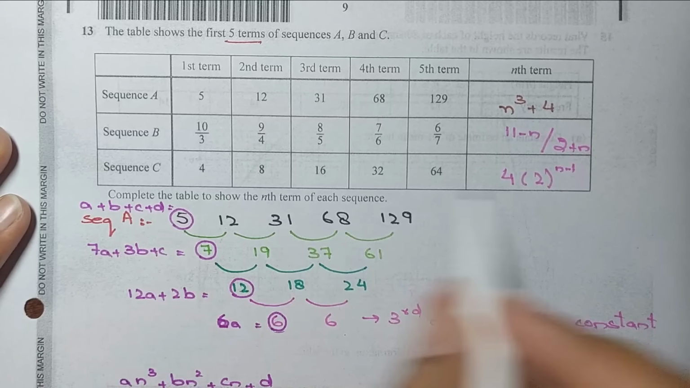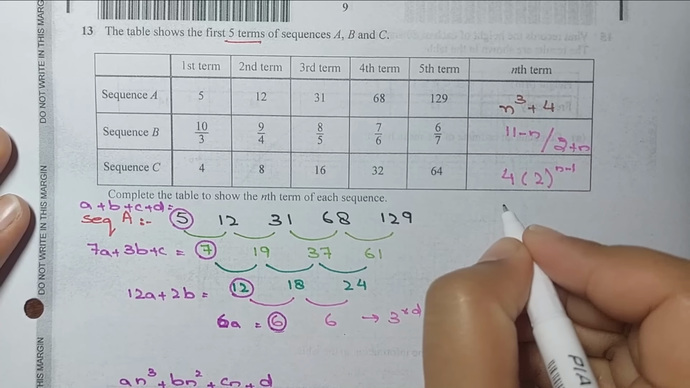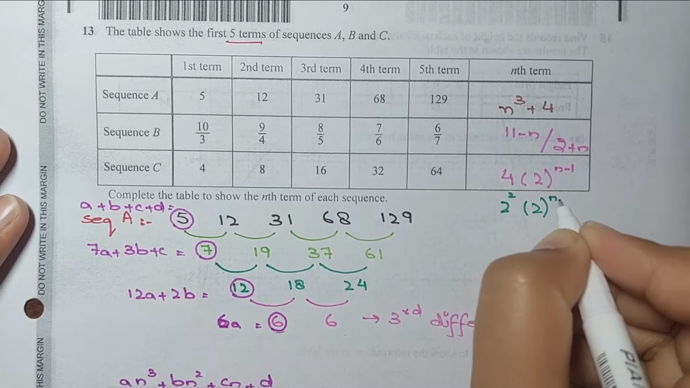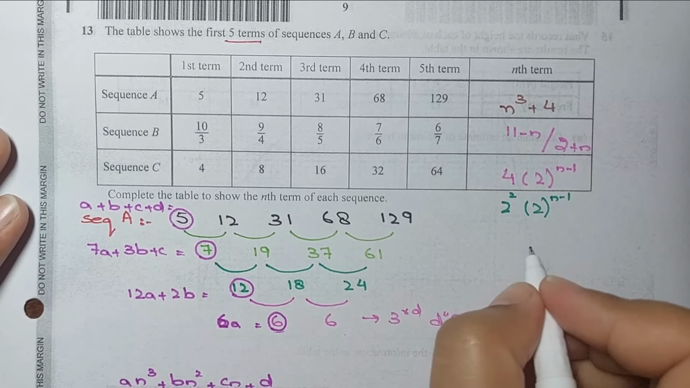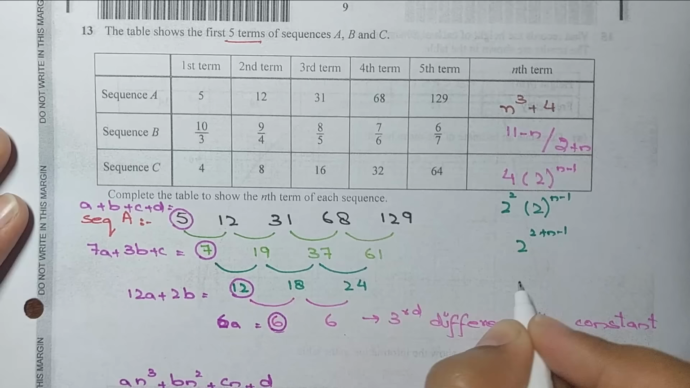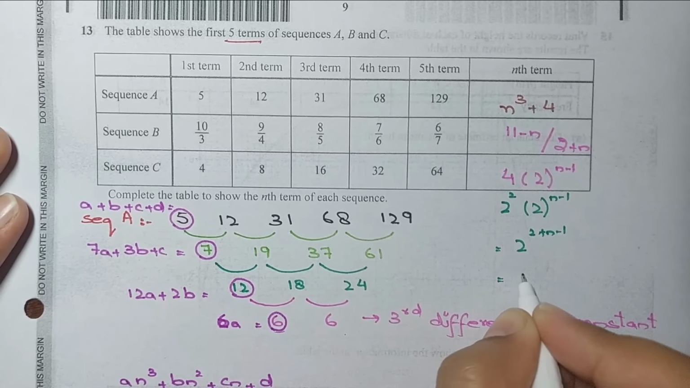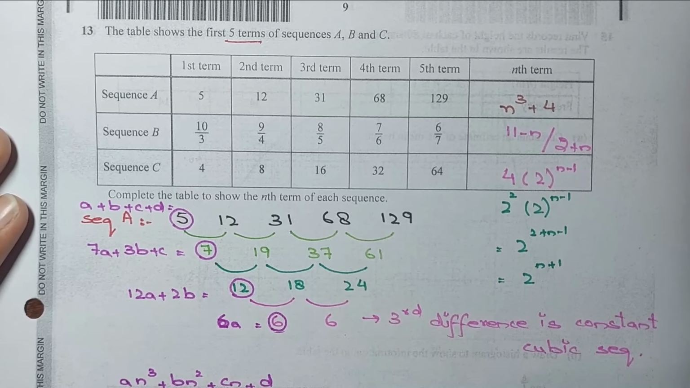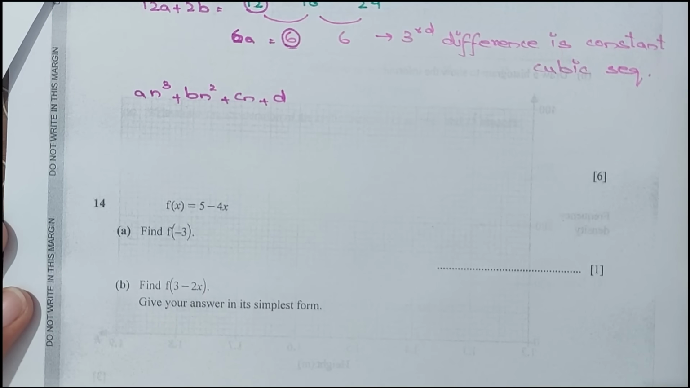Okay, so the nth term of sequence C, we can further simplify. So 4 is 2 to the power 2 and here 2 to the power n minus 1. When the bases are the same, we can add the powers: 2 to the power 2 plus n minus 1, and here we have 2 to the power n plus 1. So this would be the nth term. Okay, let's move it further.